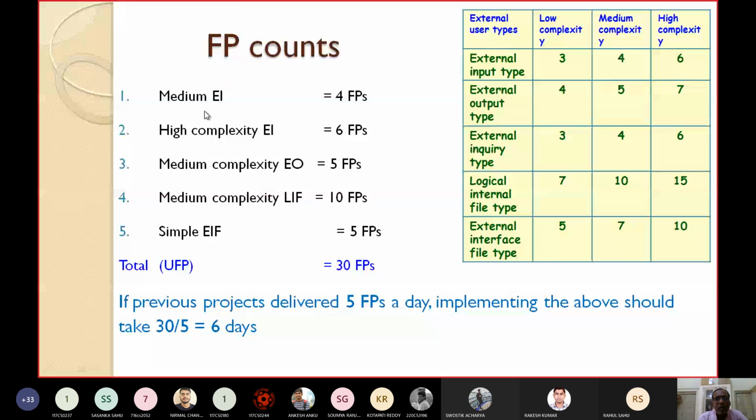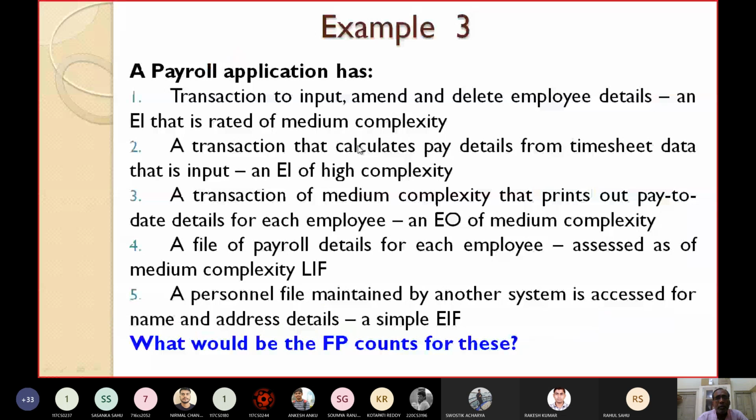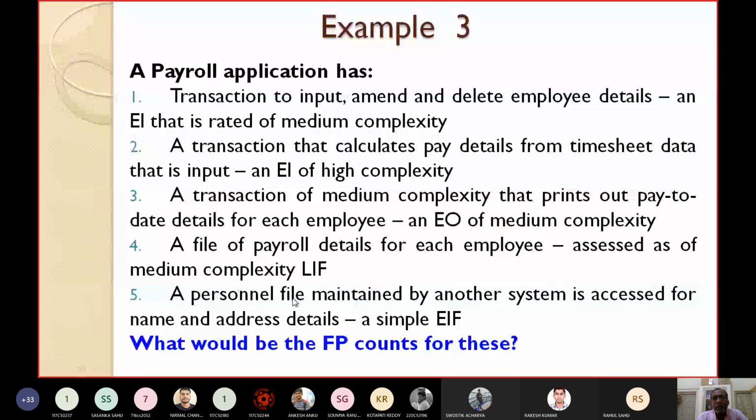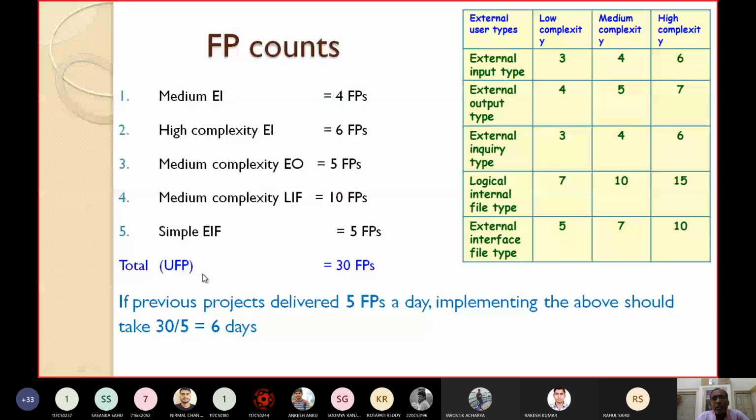How many EOs, I mean outputs? A transaction of medium complexity that prints out pay to date details for each employee is an EO of medium complexity. Output medium, you see how much? 5. So medium complexity output is 5 FPs. The internal file is again of medium. For internal file, what is the medium value? 10. So 10 FPs.